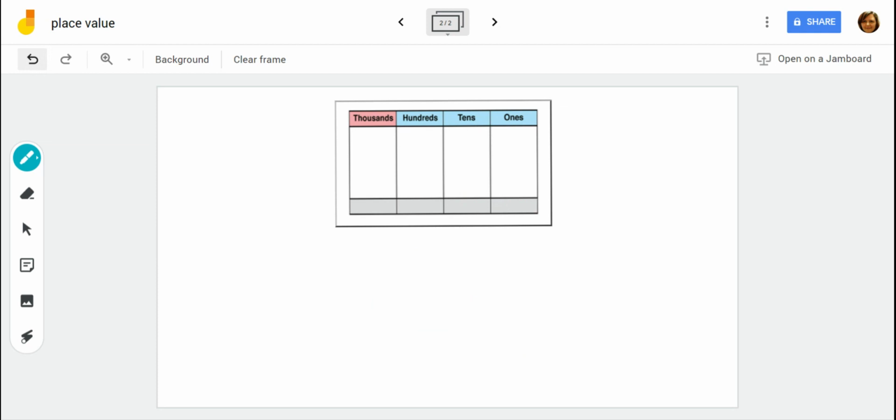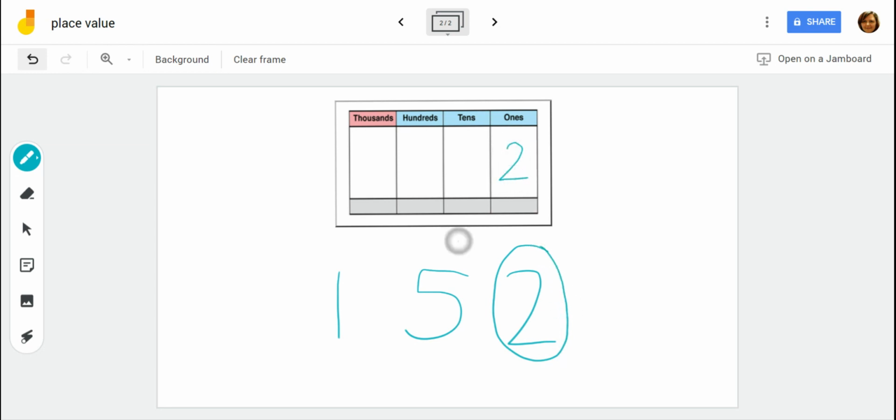Okay, let's try another one. How about 152? Which number is in the ones column? Well, that's right. The furthest one to the right, or the last number, is in the ones column. Beside that is the tens column, and beside that is the hundreds column. So our number is 152. Which number is in the tens column? That's right, the 5. Which number is in the hundreds column? That's right, the 1.